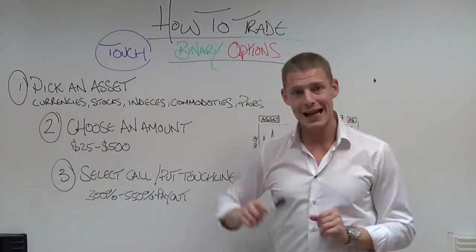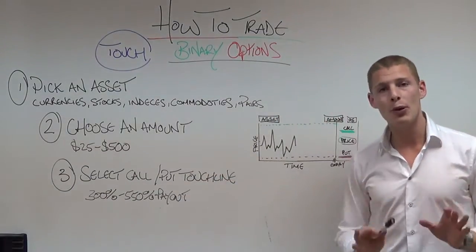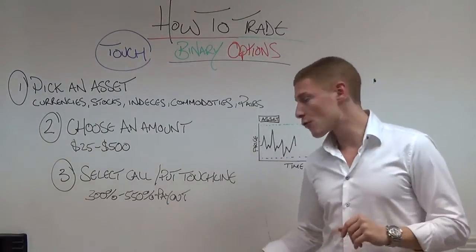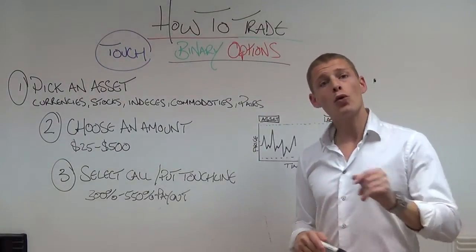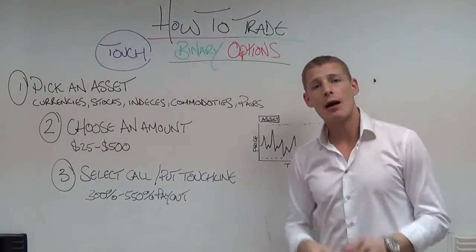Once we've selected an asset and an amount, we then simply select the call or put touch line. This will pay us anywhere on the G options platform from 300% payout all the way up to 550% payout for a single trade. Let's look at how it works.